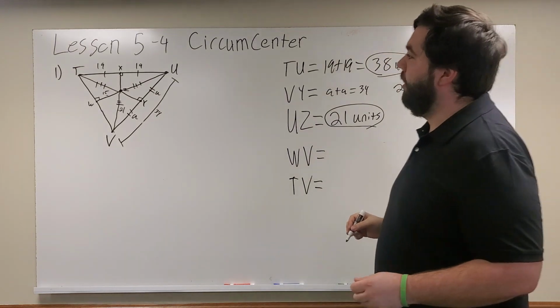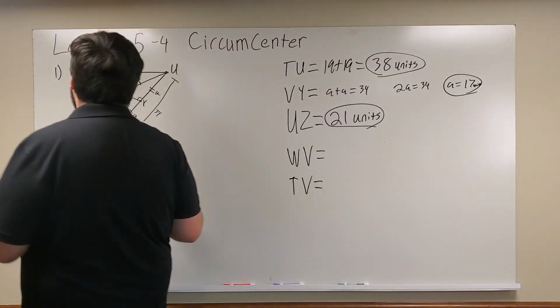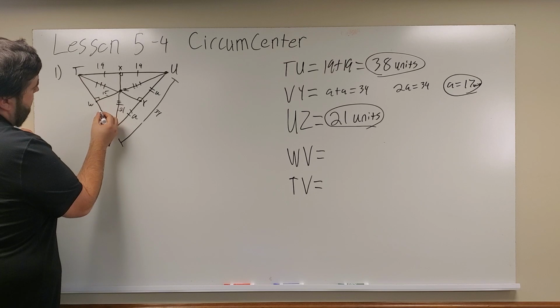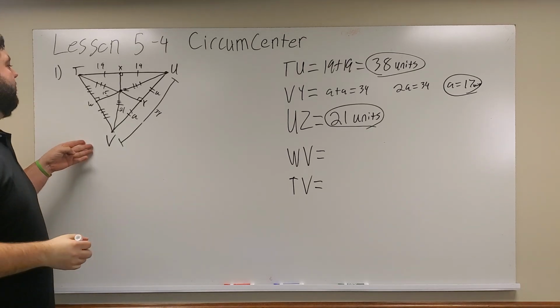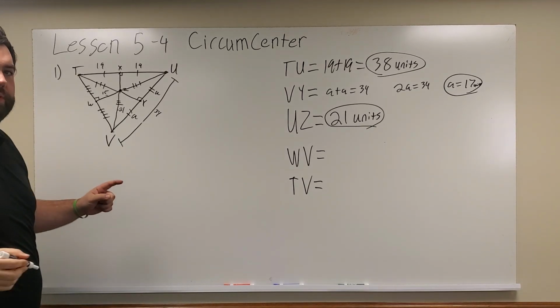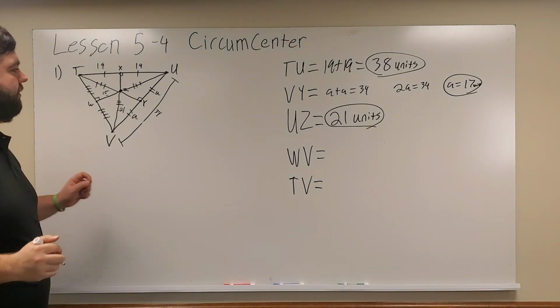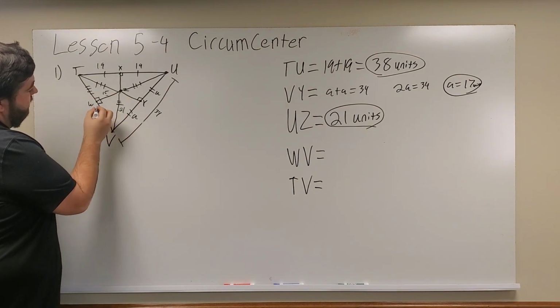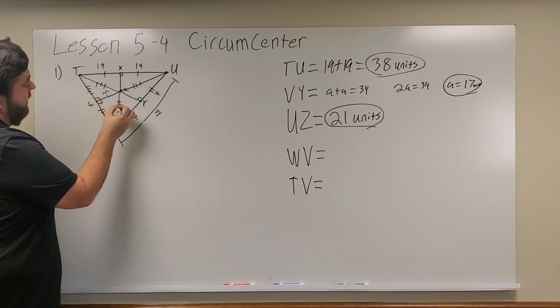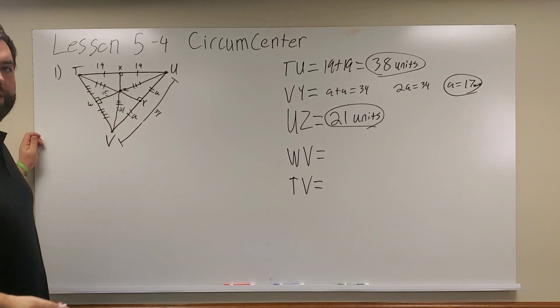Moving on to WV. So what do we have here? Well, we know that this is going to be the same as this, but we don't know this distance. But what do we know? That's right, the Pythagorean theorem. So this is a right angle. So we have a leg and a hypotenuse, and we have 2 out of 3.